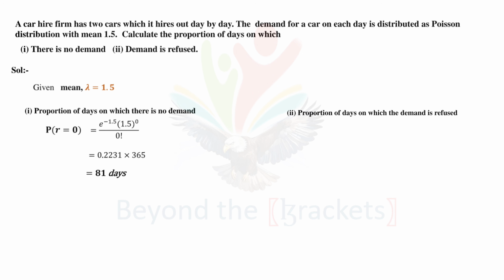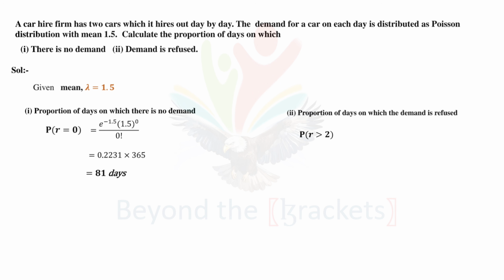In the second case, we need to find the proportion of days on which the demand is refused. As there are only two cars available, demand is refused if more than two customers arrive. Hence, this corresponds to P of R greater than 2. Direct calculation of P of R greater than 2 is not convenient since it involves an infinite range.